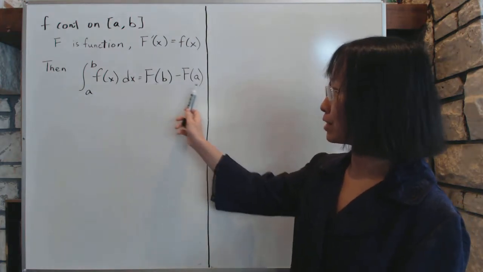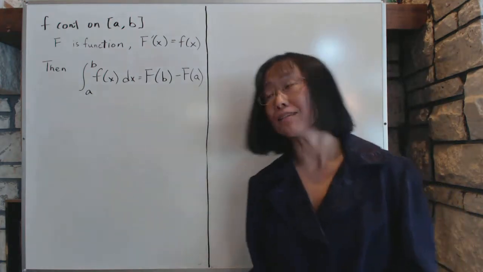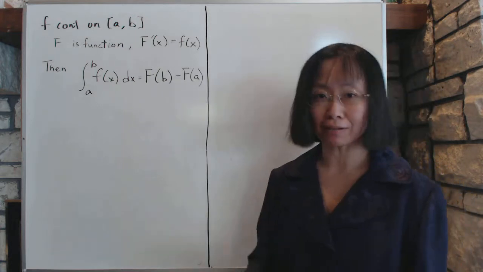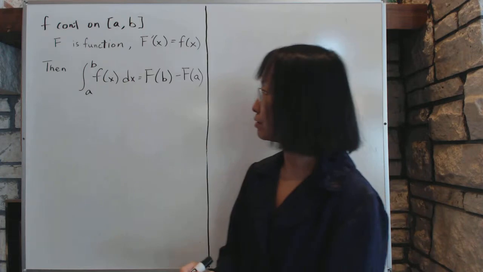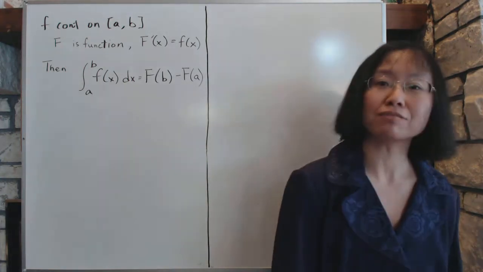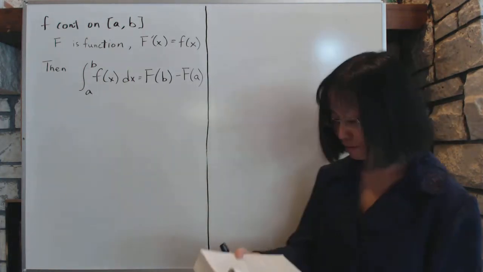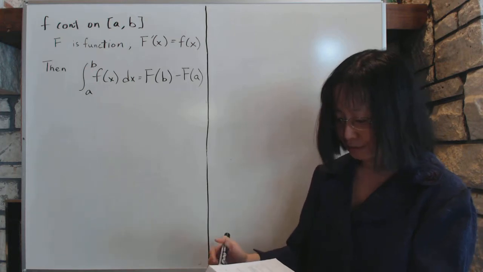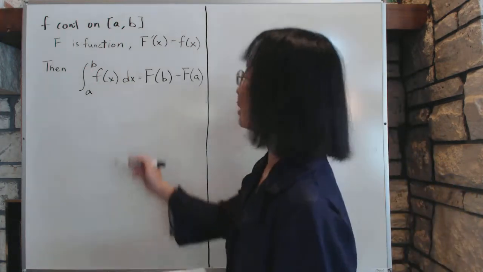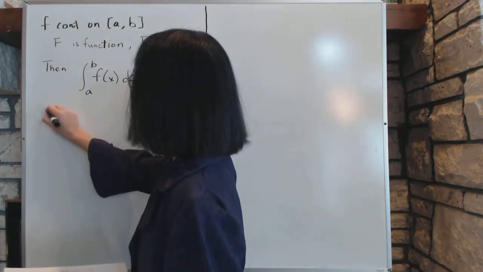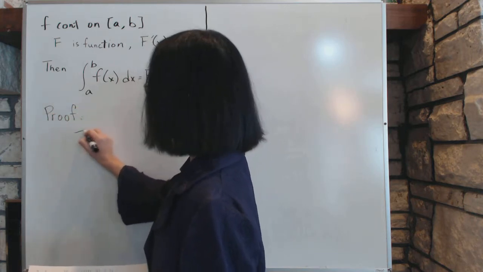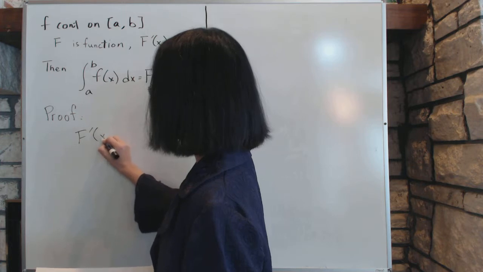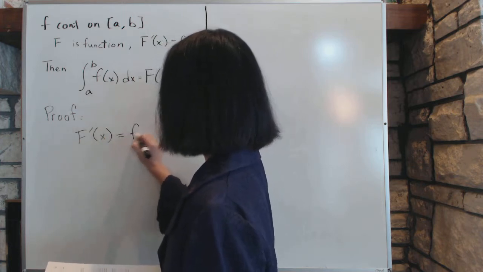Then the theorem states that the integral from a to b of f(x) dx is actually big F(b) minus big F(a). Now that is something we're very familiar with from elementary calculus, but now we're going to actually prove it. And the proof is actually very straightforward. We're just going to use the fundamental theorem of calculus to prove it. So here's the proof. First, we know as given that F prime of x is equal to f(x).